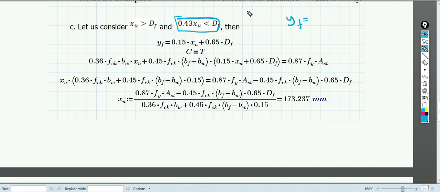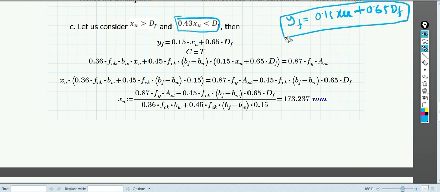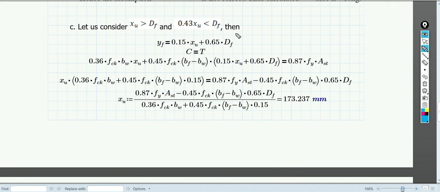In all the equations of the previous case, the Df is changed with Yf, where Yf was 0.15 Xu plus 0.65 Df, right? This was what we have done to calculate the Yf. So we will be using Yf everywhere there is Df. Okay, so now let's see how to solve it.